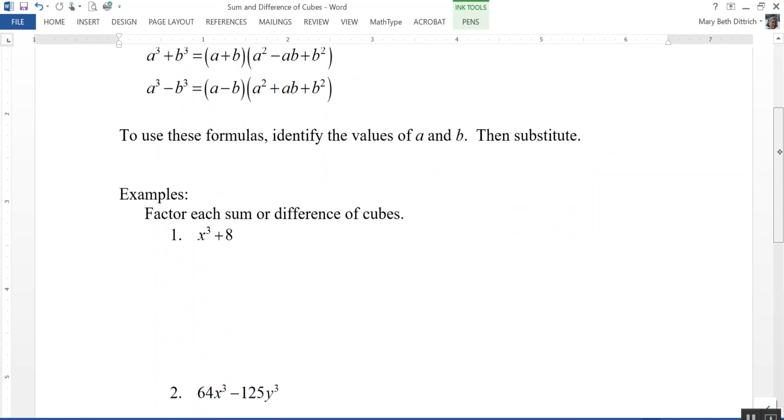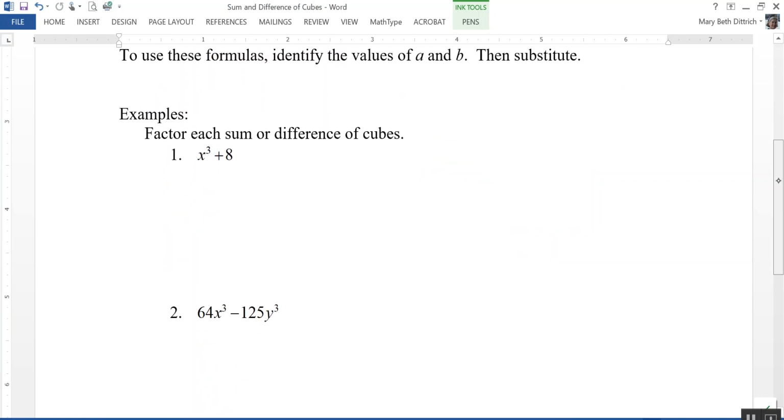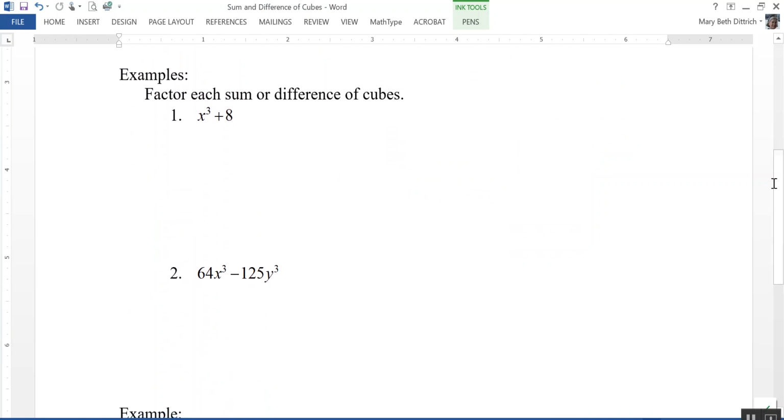We need to factor each sum or difference of cubes, and my first one is x cubed plus 8. I'm going to start by rewriting that as x cubed plus, and 8 is actually 2 cubed. So that shows me right away that my value for a is going to be x, and my value for b is going to be 2. So this is a sum, so I'm going to use this formula here: a cubed plus b cubed equals a plus b times a squared minus ab plus b squared.